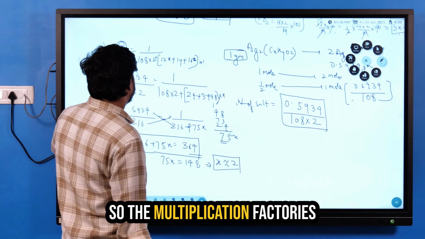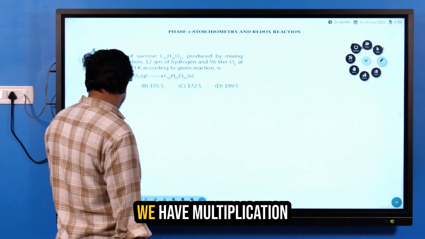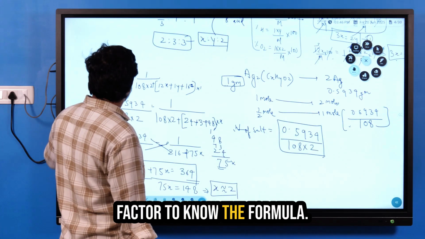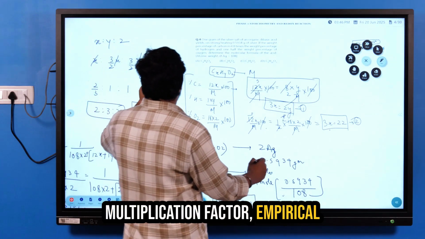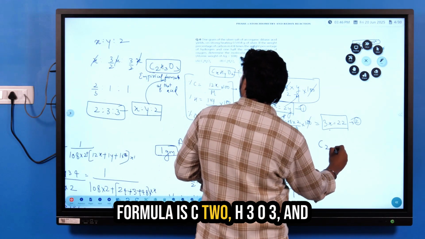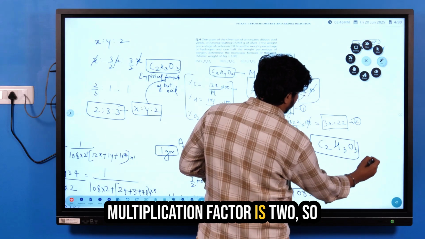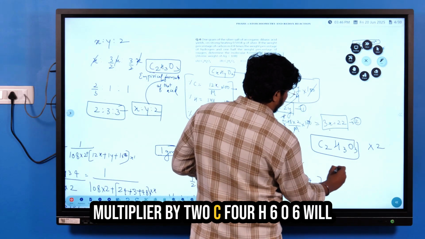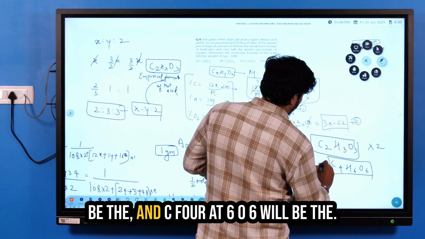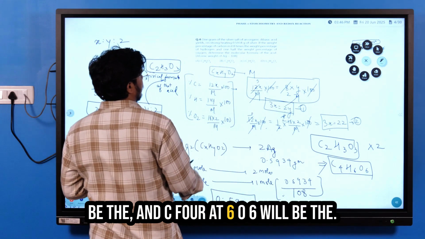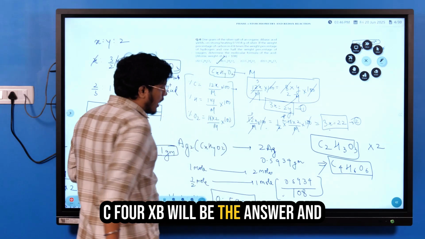So the multiplication factor is 2. Now we have the multiplication factor. The empirical formula is C2H3O3 and the multiplication factor is 2. So multiply by 2, C4H6O6 will be the answer.